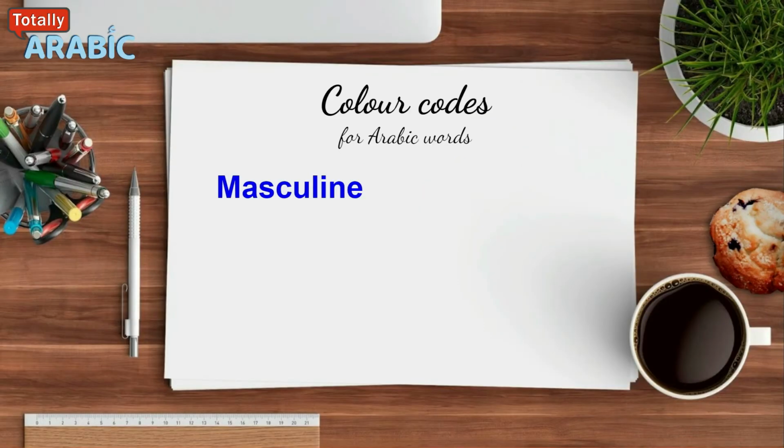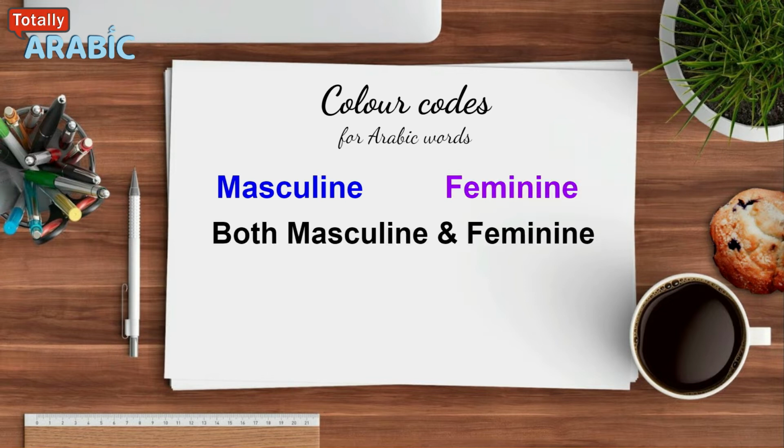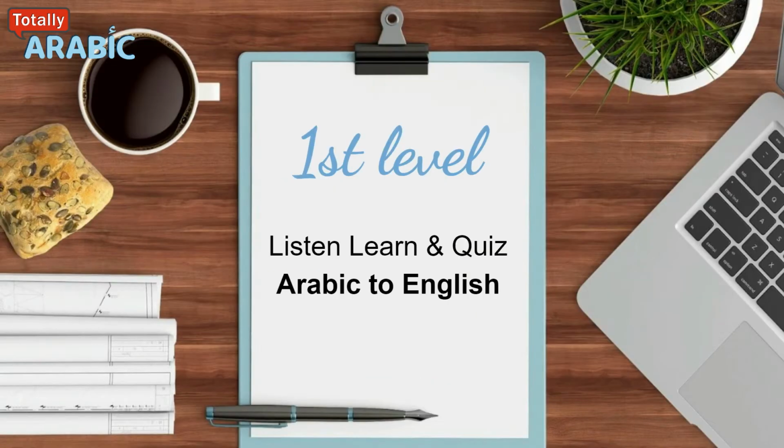The Arabic words are color-coded: blue for masculine, purple for feminine, black for anything that applies to both masculine and feminine, green for phrases, and orange for the plural. We will start with level 1.